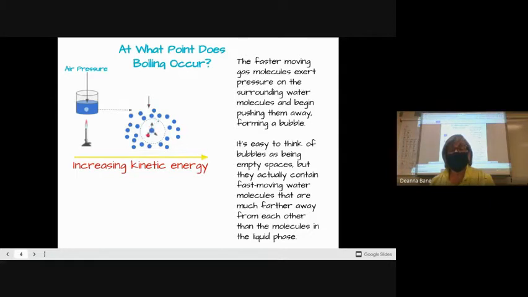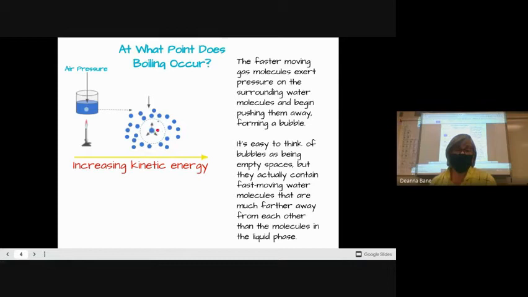But some of the molecules, like this one, will get to moving fast enough that it will start pushing the water molecules around it out of the way. Because it's darting around really fast, it's colliding with the water molecules around it, and it exerts pressure. Pressure is just push, and whenever there's a collision, there's a push. So the water molecules that are able to escape the hydrogen bonds and form gas molecules start pushing on the water molecules around them. And that's the beginnings of a bubble.